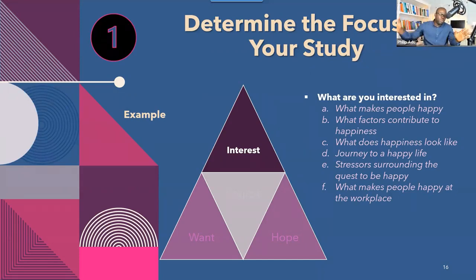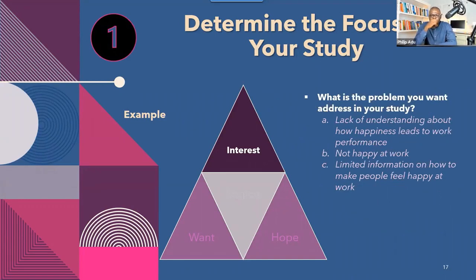So let's assume that we are interested in happiness, right? And maybe you want to know what makes people happy, right? Or you want to find out the factors that contribute to happiness. You want to know what happiness looks like, the journey to a happy life, or stresses surrounding the quest to be happy, and what makes people happy at the workplace. So maybe these are the areas in relation to happiness that you are interested in. So think about what you are interested in, and then list them. Just list them. I think that's the best way to start thinking about the focus.